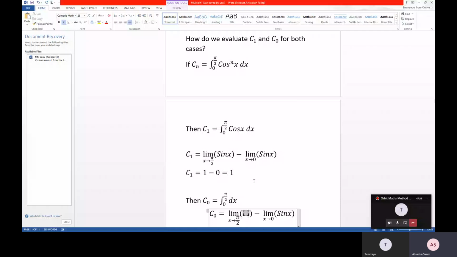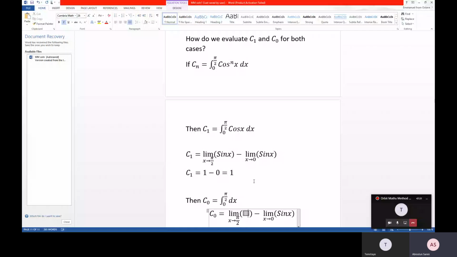So here we'll say our C naught is equal to the limit of x as x tends to pi over 2, which is still pi over 2. So just substitute x as pi over 2. We still have our pi over 2, minus substituting x as 0 here, you have 0. So pi over 2 minus 0 will give us pi over 2. So our C naught is pi over 2, while our C1 is 1.